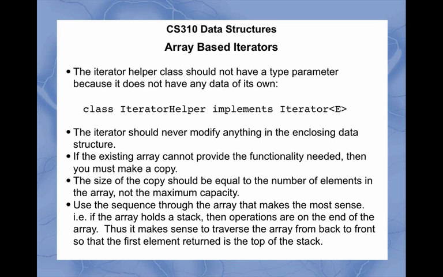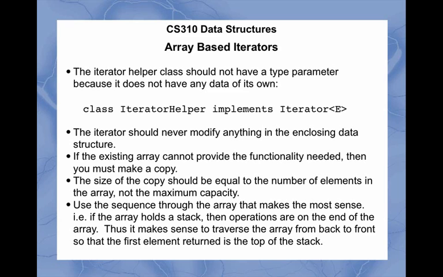We want to look at array-based and then linked list-based iterators. First, the iterator helper class should not have a parameterized type because it doesn't have any data of its own. So you want class IteratorHelper with no parameterized type, implements Iterator<E>. E is the type, of course, from the enclosing class, and therefore you're going to use that type to implement the iterator, but the iterator helper has no data of its own.